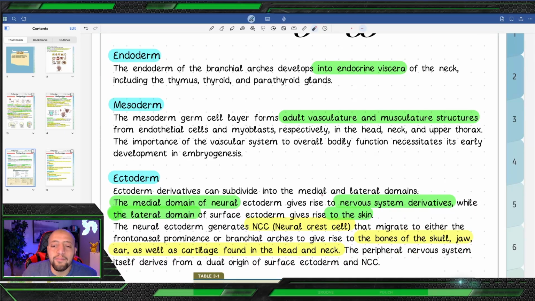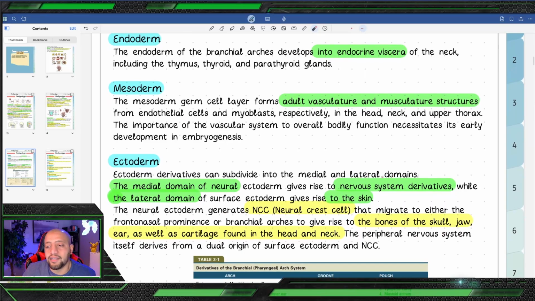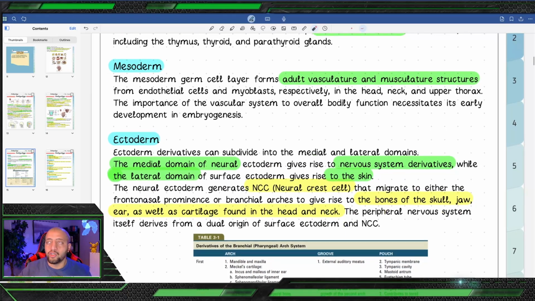Ectoderm derivatives can be divided into medial and lateral domains. So the ectoderm itself has one part which is facing inside. This is the medial part, and one which is facing outside. This is the lateral domain. The medial domain of the neural ectoderm gives rise to the nervous system derivatives, while the lateral gives rise to the skin. I think this makes sense. So skin, nerve, muscle, vessels, and then the lining, which is endoderm, gives us the lining of all the organs inside.